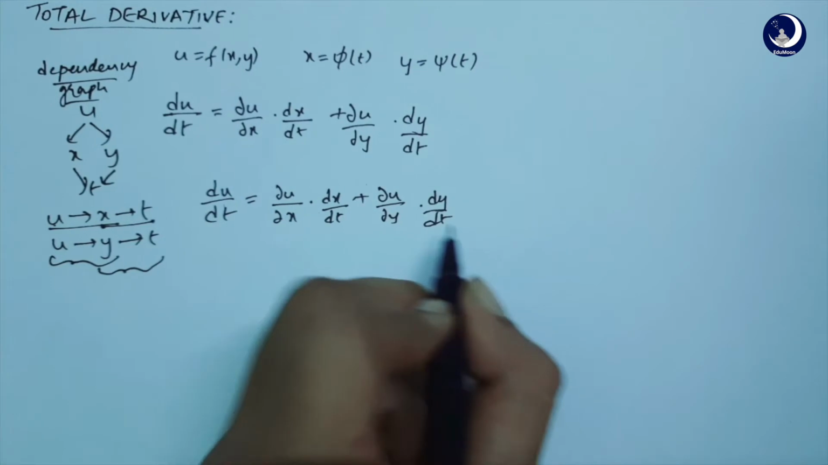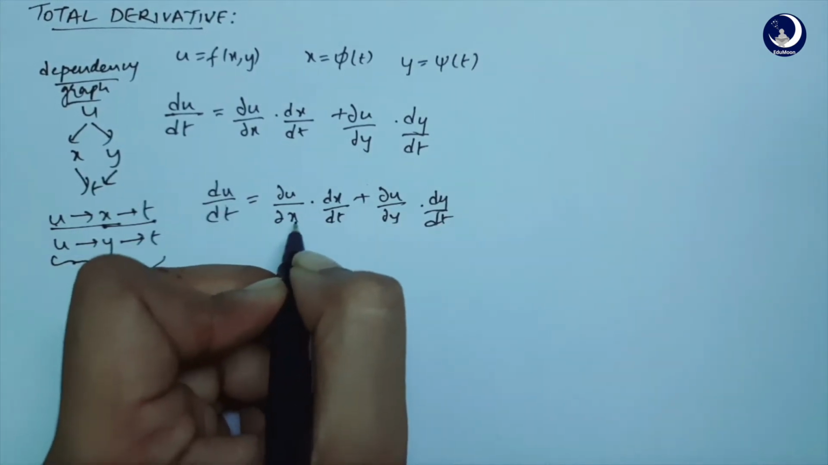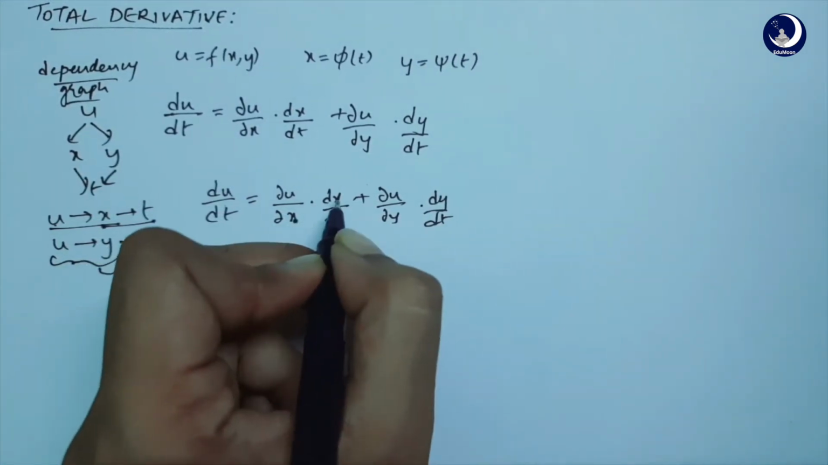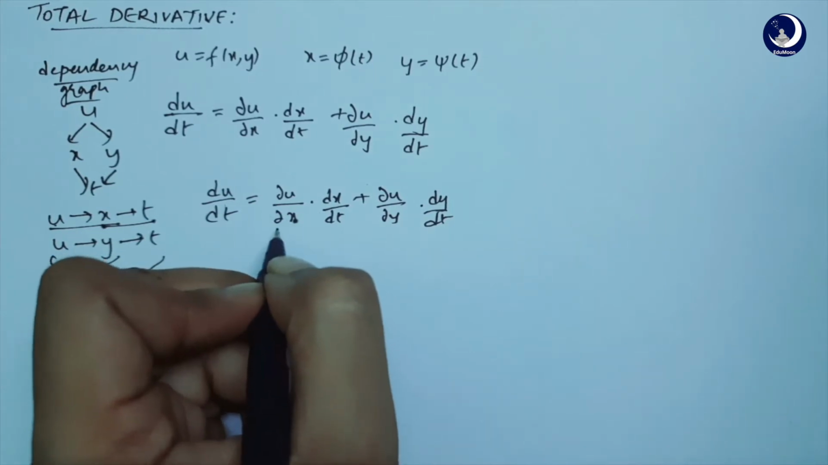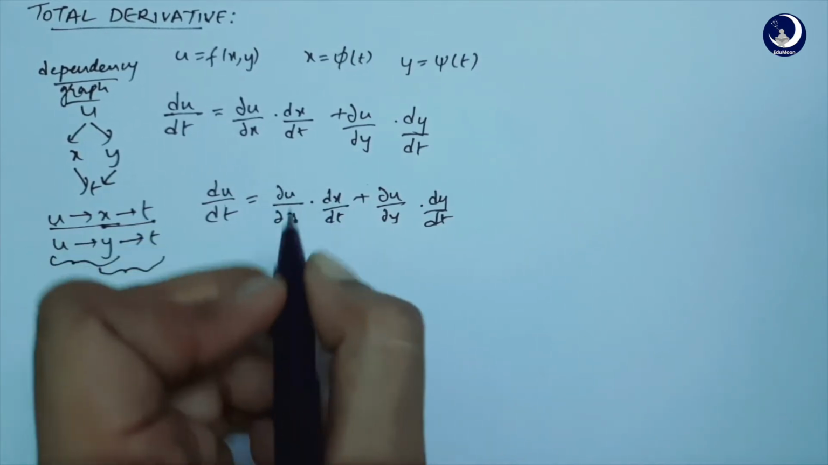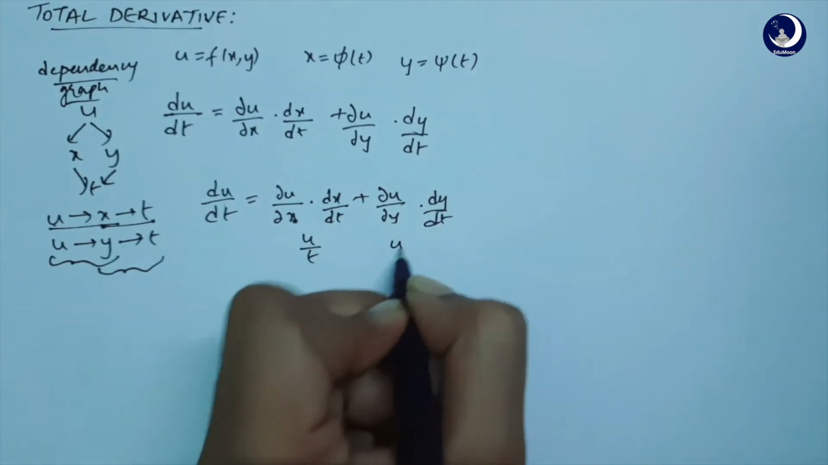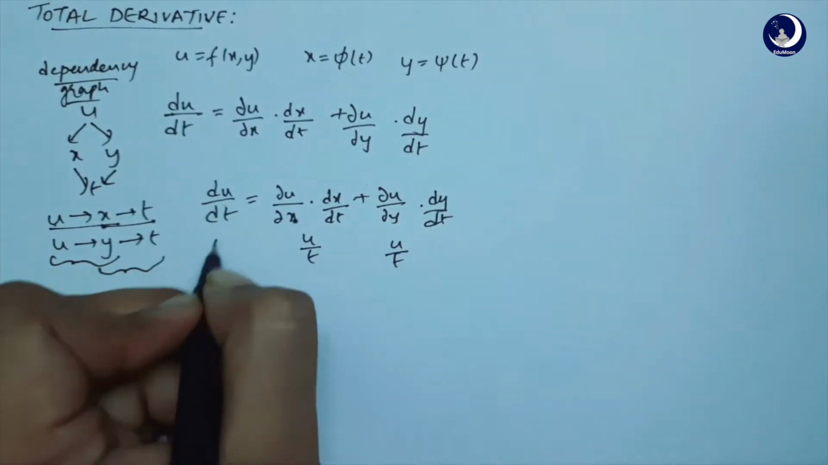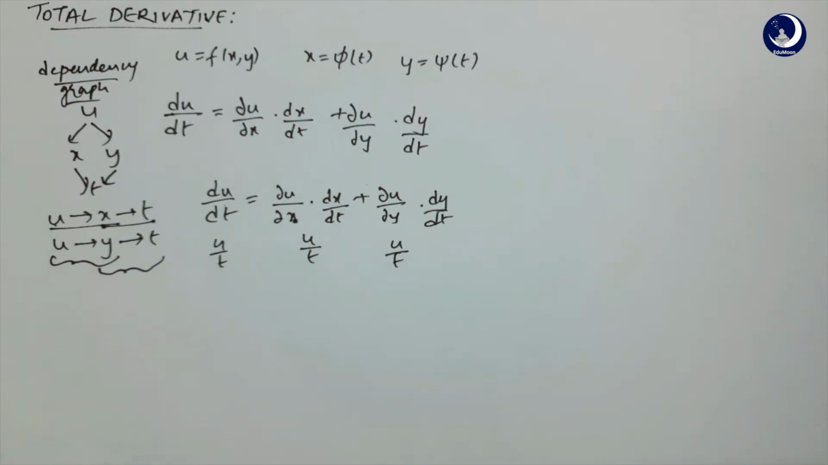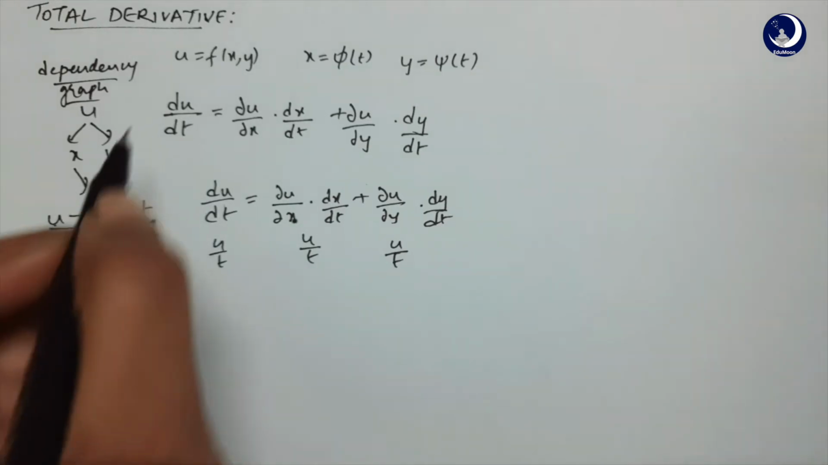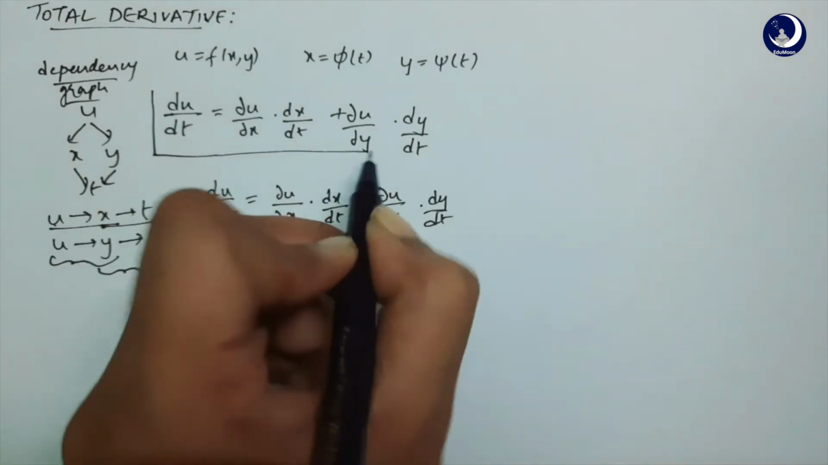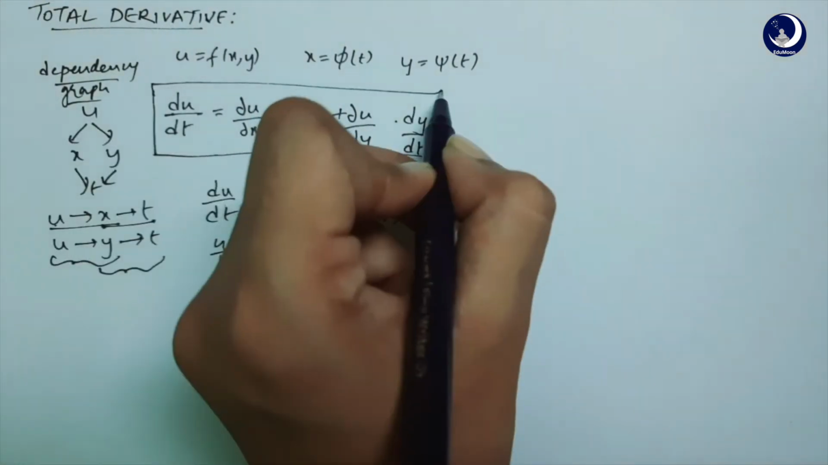If you look at these terms, in the denominator we have x, and in the numerator we have x. If you cancel these, we get du by dt. So we get a u by t term here, and here also if we cancel y, we get a u by t term, and we're trying to get du by dt too. Mind you, this isn't the exact reason why, but I'm telling you so that it's easier for you to remember and cross-check. So this is our chain rule formula.